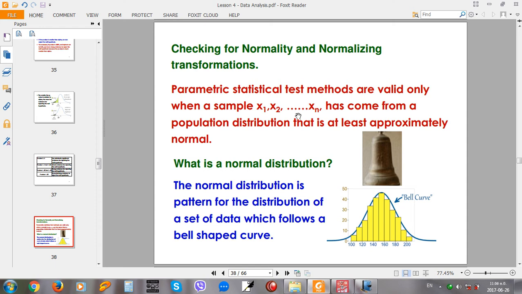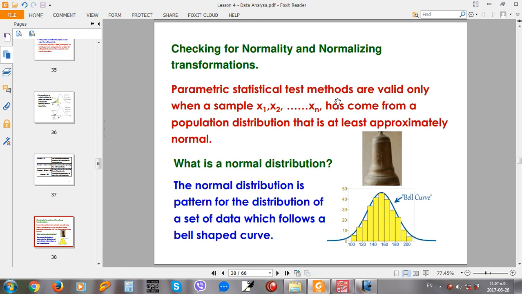Checking for normality and normalizing transformations. You can apply those tests only to normally distributed data. At the beginning I explained the assumptions needed to apply the parametric test. It should be normally distributed. If we have a data set, we don't know if it is normally distributed or not. So before doing the parametric test, we have to check if that data set is normal or not.